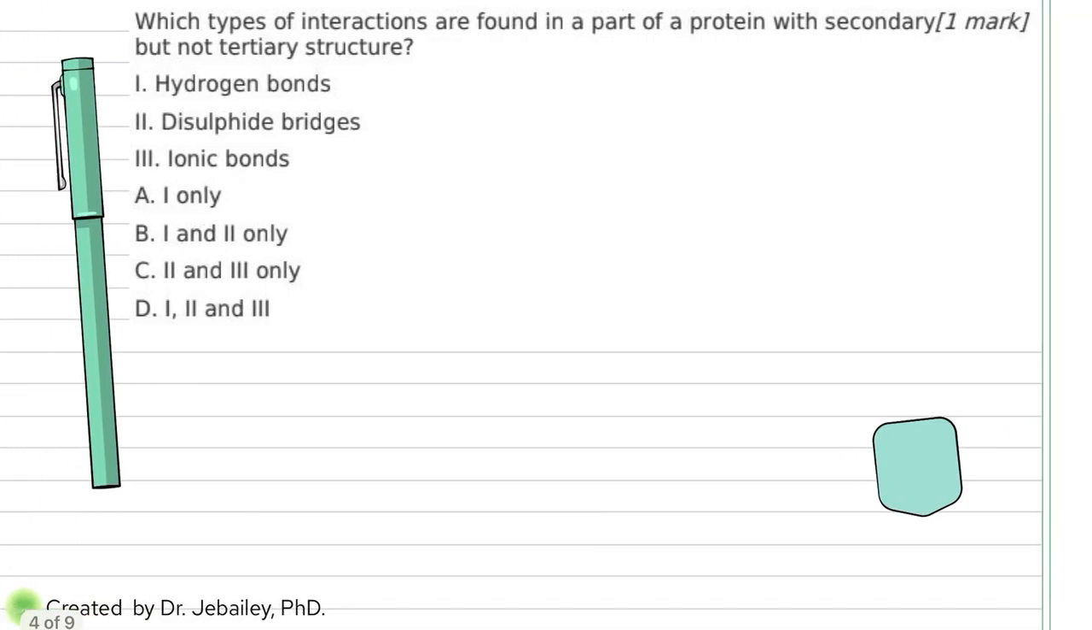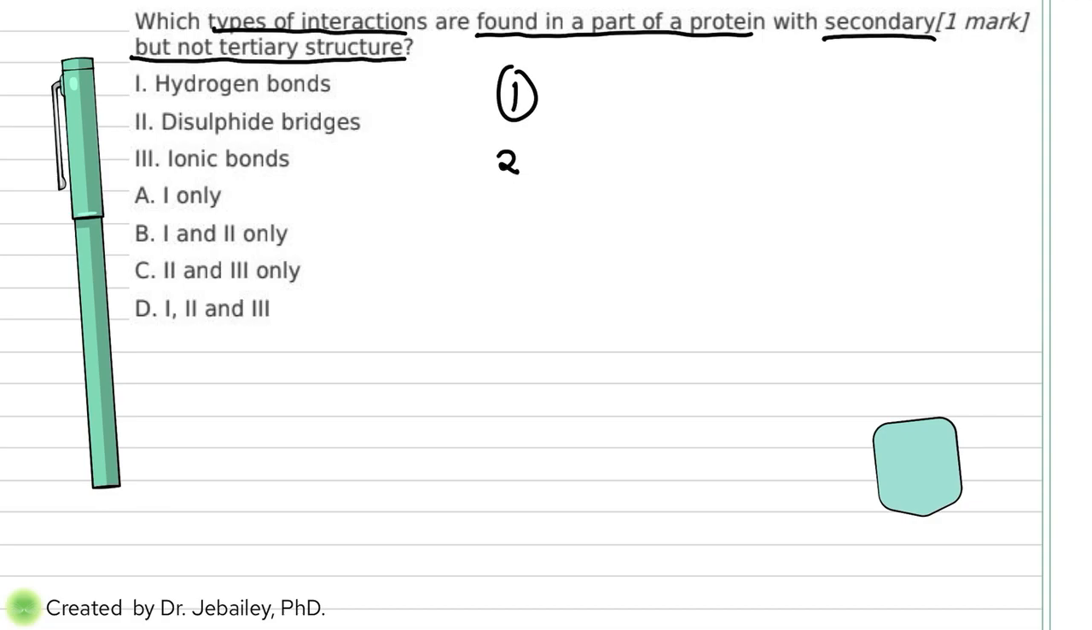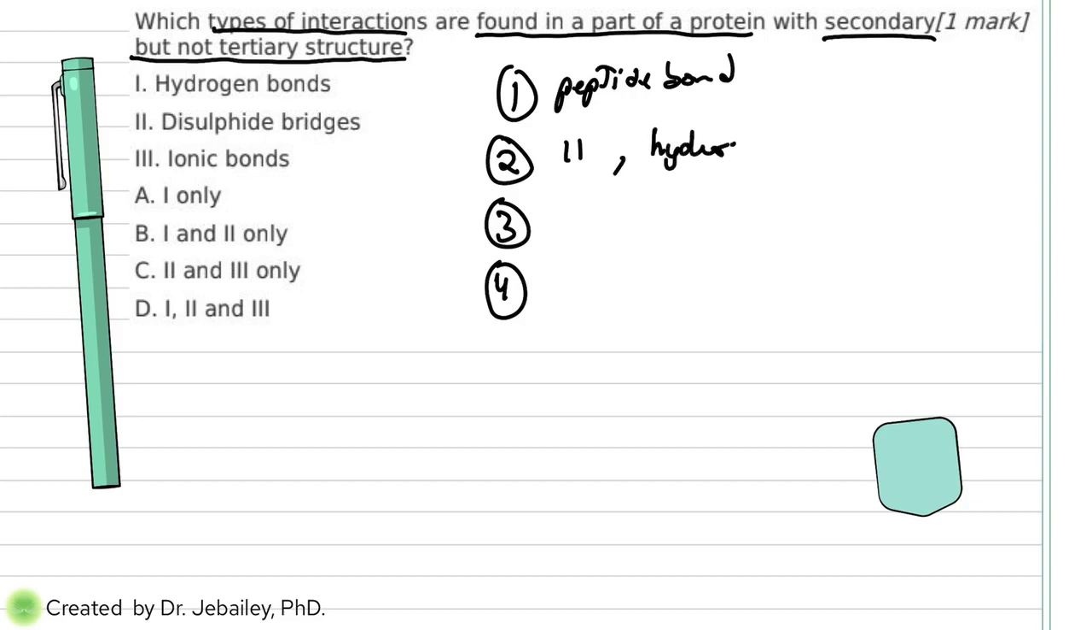So the next question we have is which types of interactions are found in the part of the protein with secondary but not tertiary structures. So these are talking about the protein levels. If you remember, first the primary, the secondary, the tertiary, and the quaternary. For the primary, usually you're only going to have the peptide bond, right? The secondary will probably have the peptide bond and it will have a hydrogen bond. So with that, what else could we have for the secondary? For the secondary, it's just an addition.